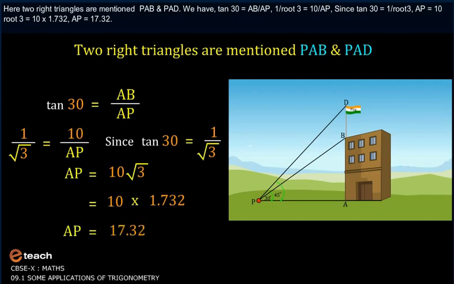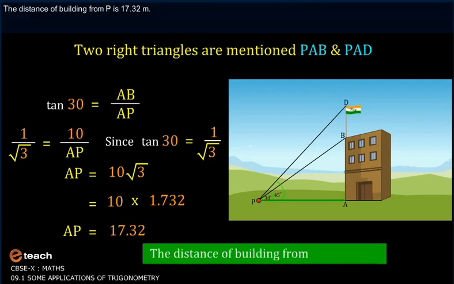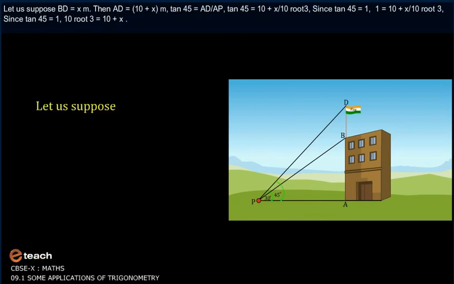10 into 1.732. So AP is equal to 17.32. So the distance of building from P is 17.32 meters. Let us suppose BD is equal to x meter. Then AD is equal to 10 plus x meter.